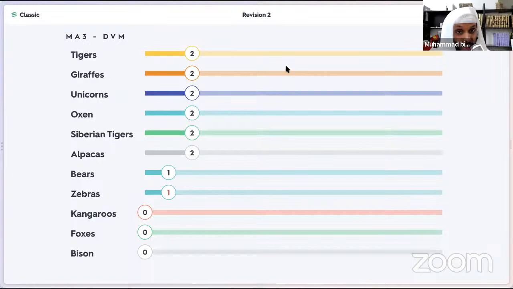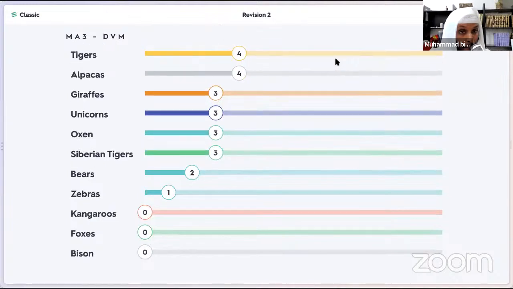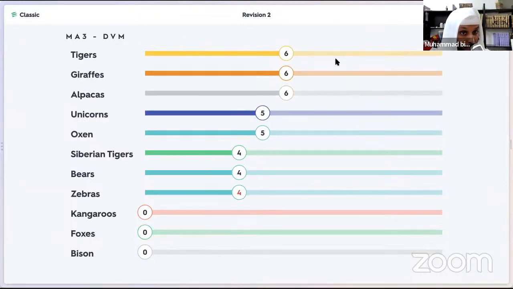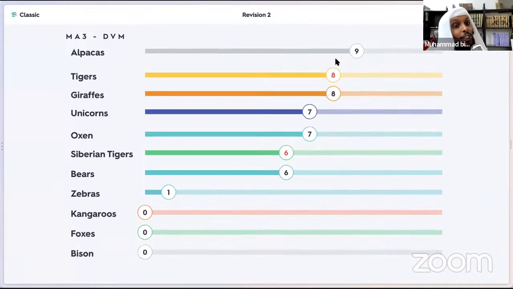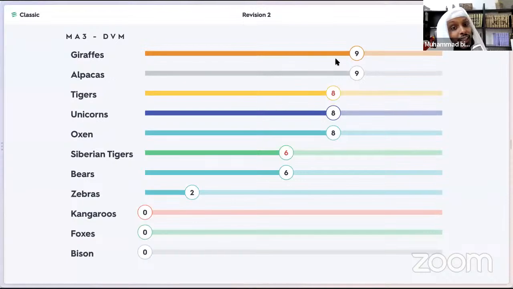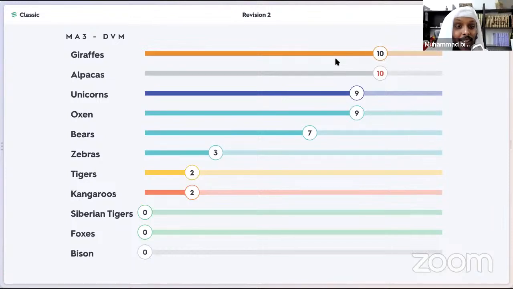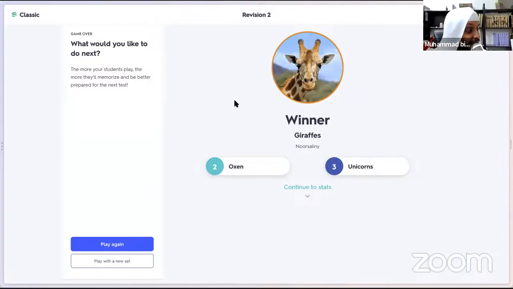Sorry about that, because it keeps freezing for someone. Alpacas doing really good. Ooh, tigers are getting a run for their money. Giraffes are trying to catch up. Tigers made a mistake. Okay, so who's gonna be today's winner when it comes to division? Alpacas or giraffes? Alpacas are out of it. Giraffes, are they gonna do it? One more question. MashaAllah, mashallah. So we got a new winner here.